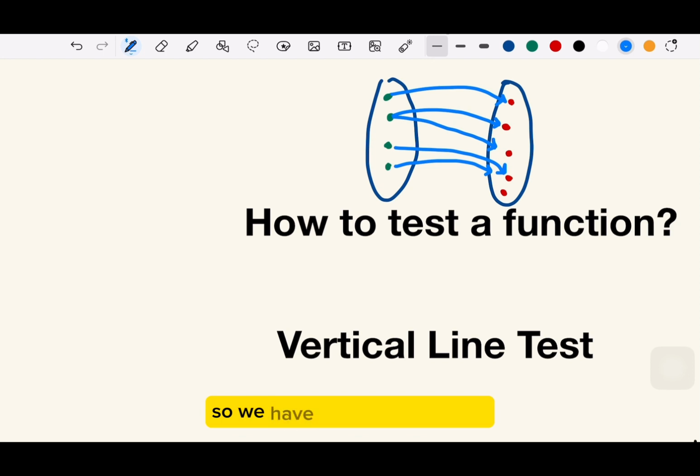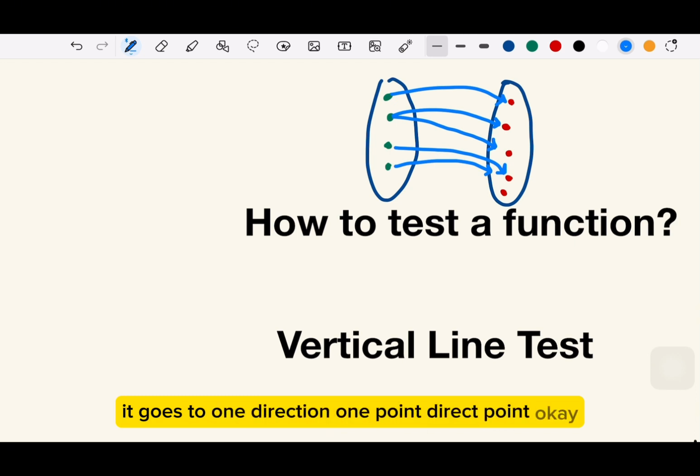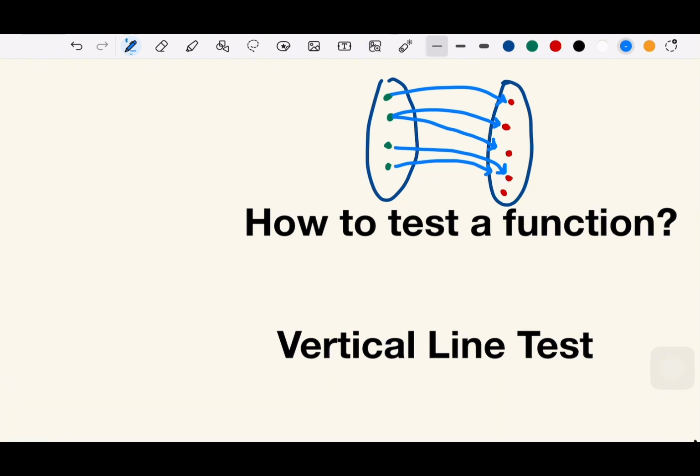So we have the top one, 1 to 1. But the second one has branches, 2 arrows. And then the third and the fourth go in one direction, to 1 point, the red point. Is it a function? Not a function? Why is it not a function?